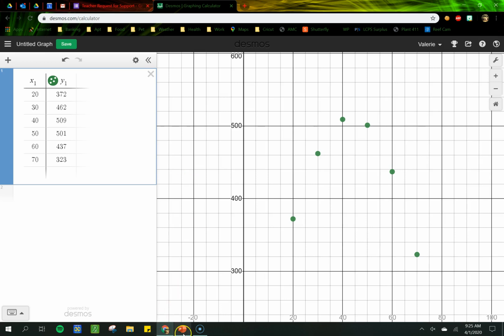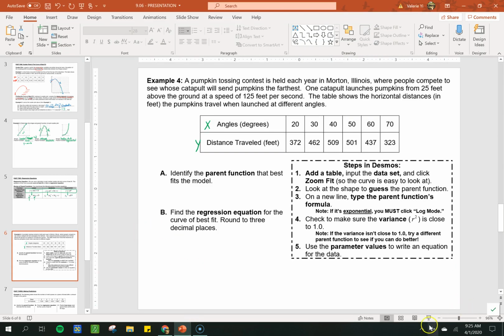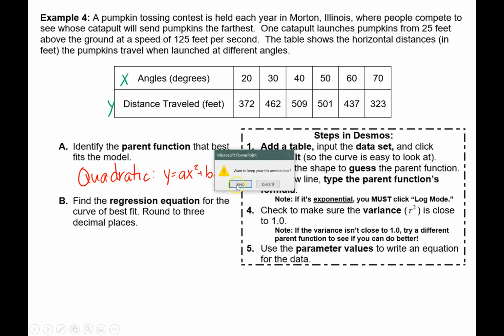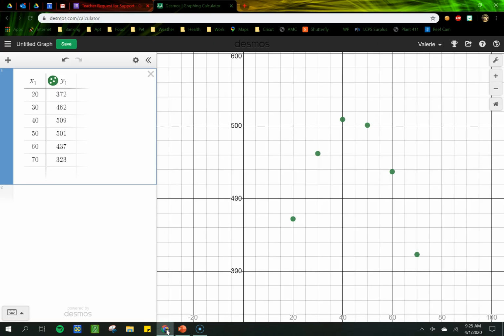So we are going to identify the parent function as quadratic. That means then that we're going to be using that standard formula for quadratics. Okay, so we are on step 3 now. We are going to go back into Desmos, and now we are going to, on a new line, put in the Desmos version of the formula for quadratics.